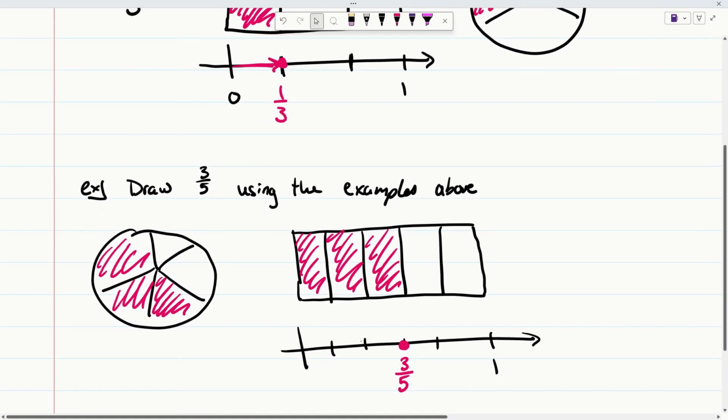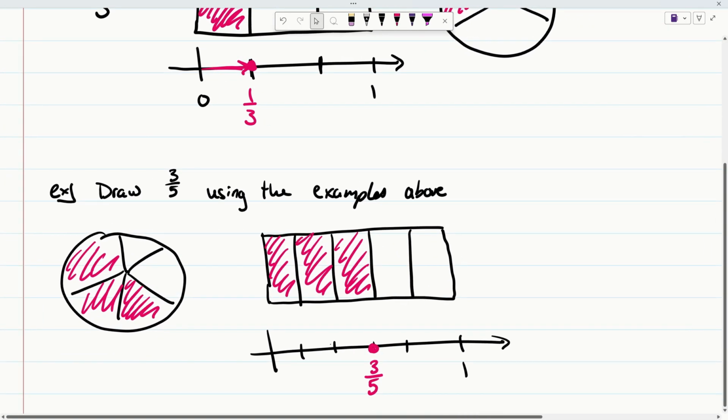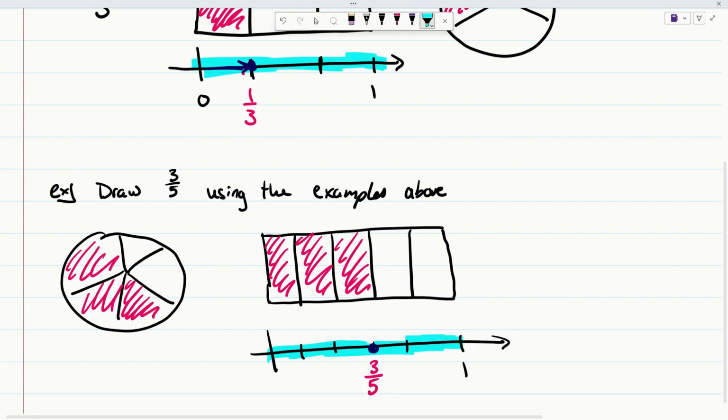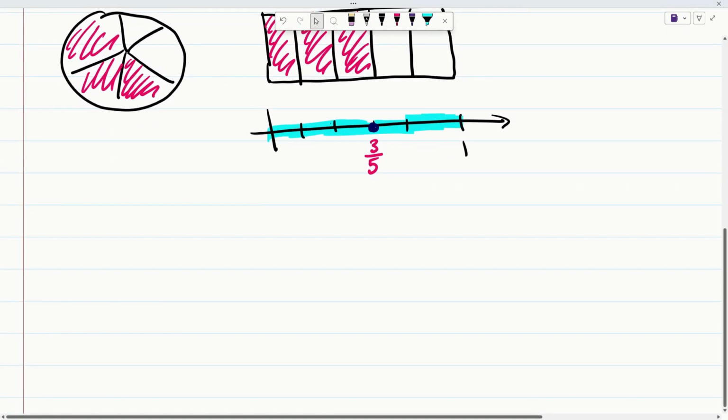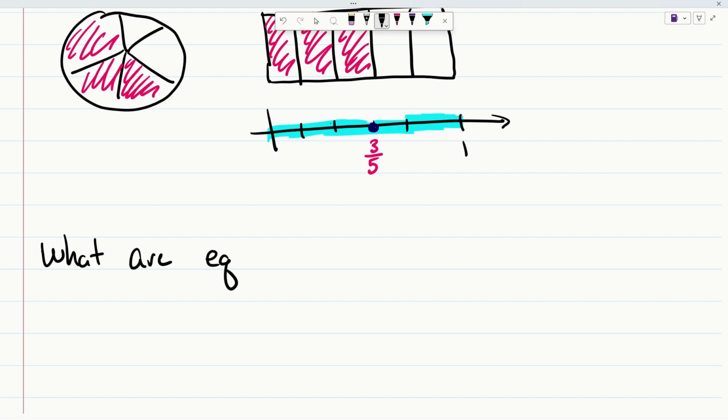Not all fractions are created equally, all right? And that's because of the way that fractions separate themselves into equal pieces. So the big thing then is, well, what exactly are equivalent fractions? Okay, what are equivalent fractions?